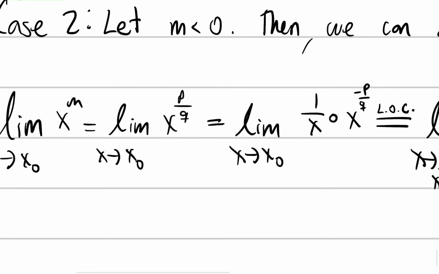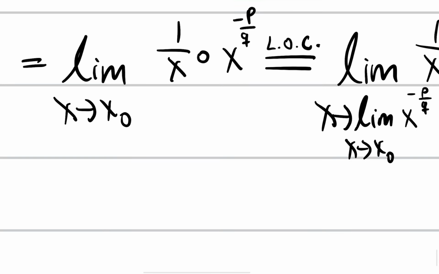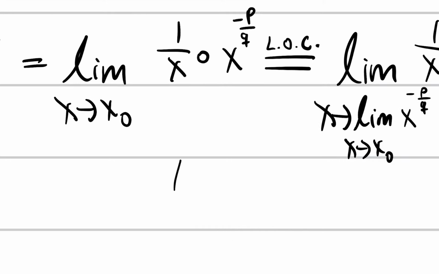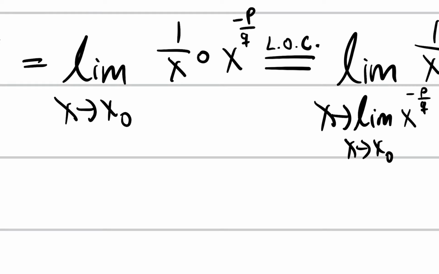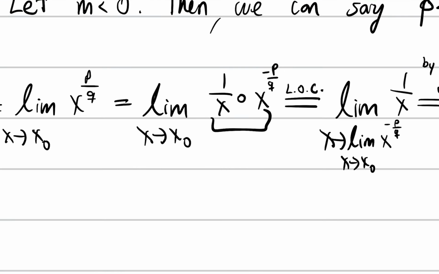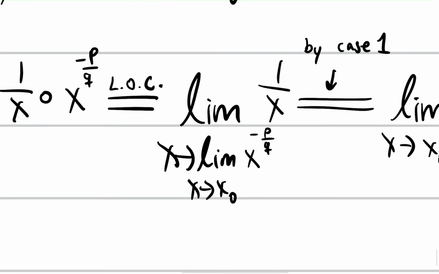So we're going to do the exact same step here, except this time we're going to compose these two functions: the limit of 1 over x composed with x to the negative p over q. Well, does this make sense? We have, in this case, 1 over x to the negative p over q. And of course, if we have a negative, we just take the reciprocal. So we have x to the p over q, which is what we have. So this works. We're composing these two functions. And by the limits of compositions, we're going to just have this right here.